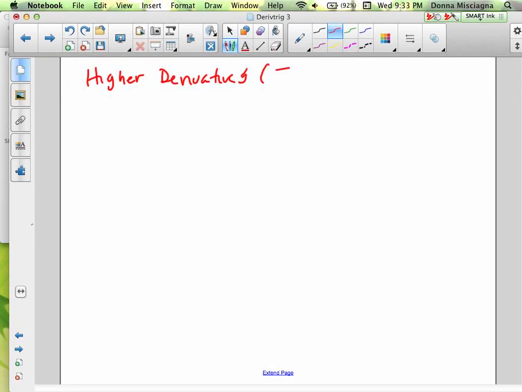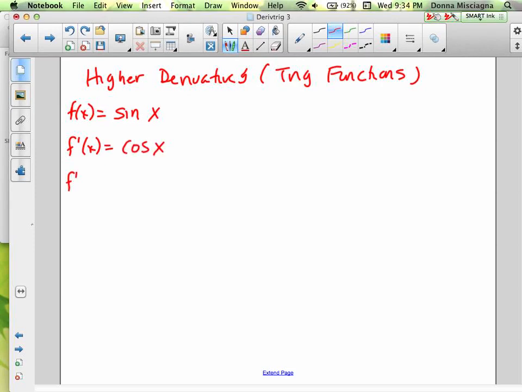And this one is for trig functions. All right, so if we have f of x equals sine x, the first derivative is going to be cosine x. Well, what's the second derivative going to be? All right, well, derivative of cosine x, that's negative sine x.